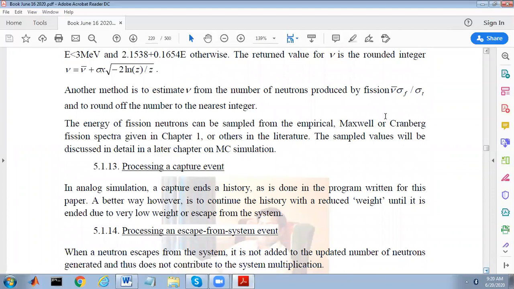Now, another method to estimate nu from the number of neutrons produced by fission is to just multiply nu bar by the fission probability, sigma f over sigma t, and round it off to the nearest integer. But I like the normal distribution because it's more realistic. Here also, what energy would you use? The energy of fission neutrons, I showed you in an earlier lecture, the Maxwell or Cranberg spectra. So you can sample it from there.